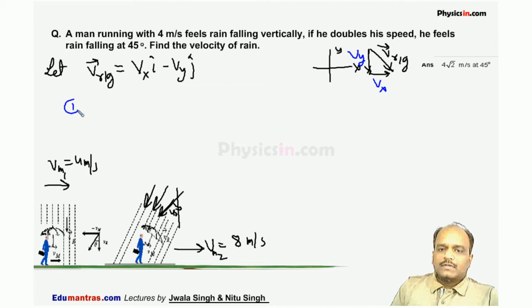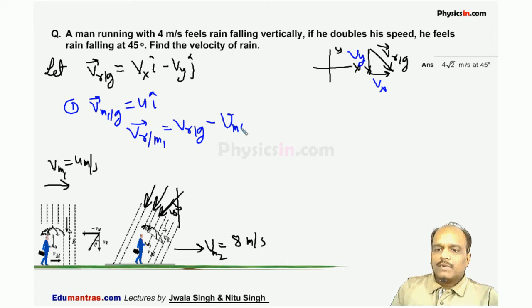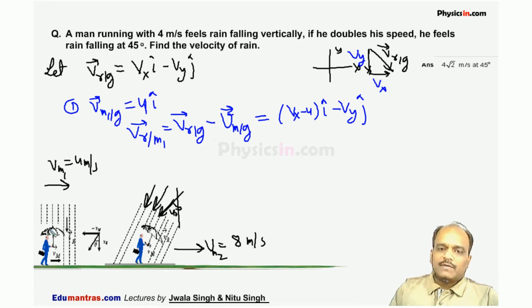In the first case, the velocity of the man with respect to ground is 4 i cap. So the velocity of rain as seen by the man in the first case is the velocity of rain with respect to ground minus the velocity of man with respect to ground. The velocity of rain with respect to ground is Vx i cap minus Vy j cap, and the velocity of man is 4 i cap. So it comes out to be (Vx minus 4) i cap minus Vy j cap. This is the velocity of the rain as seen by this man in the first situation.